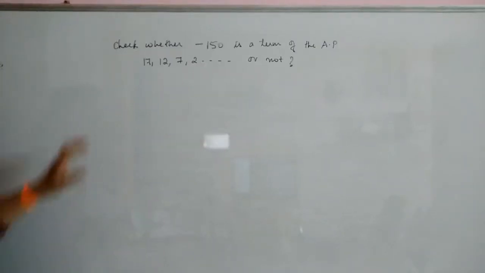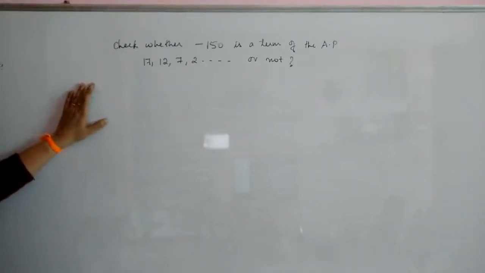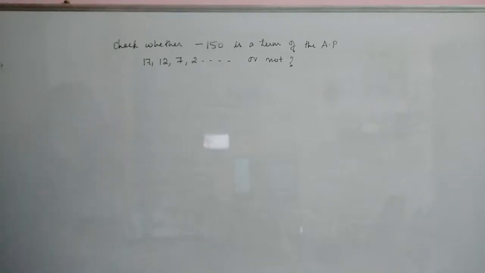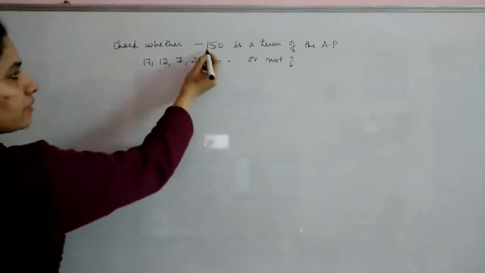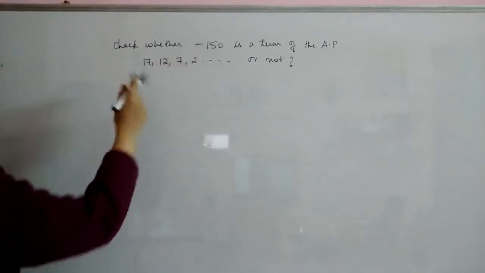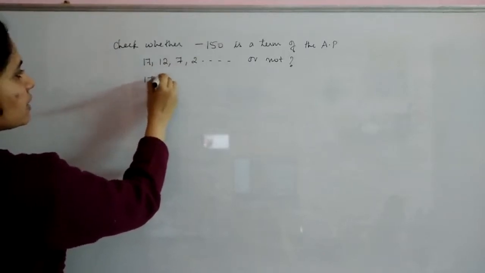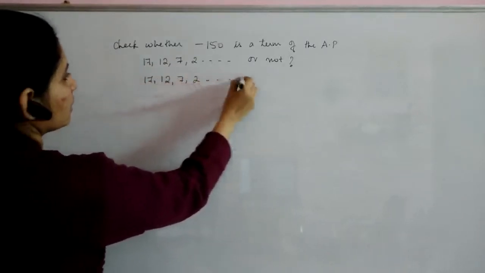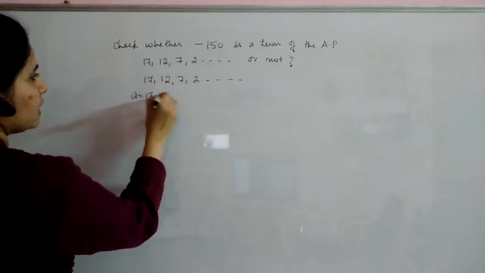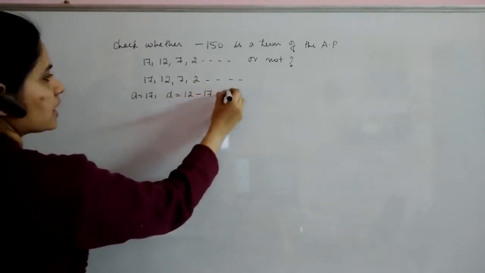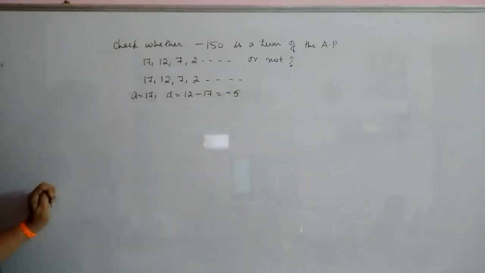To check whether minus 150 is a term of the given AP or not, what we will do is suppose that the given term is an nth term of the given AP. From the given AP, what all you will get? This is the given AP. A is 17. What is D? It will be the second term minus first term. So you will get it to be minus 5.